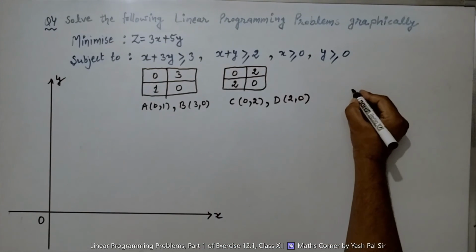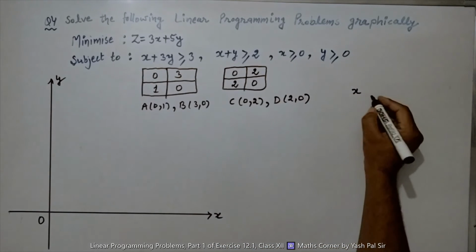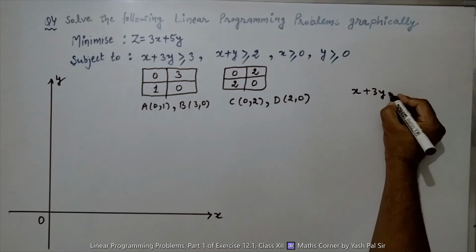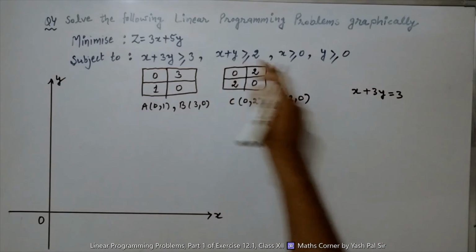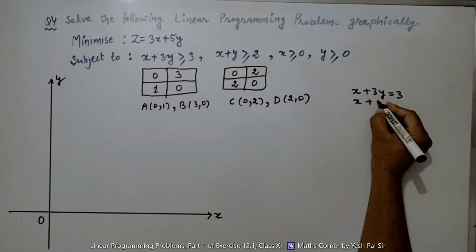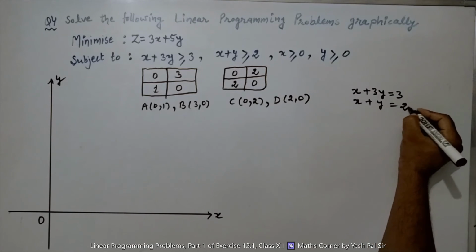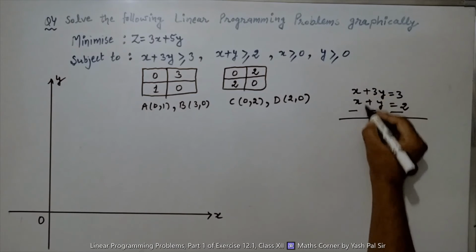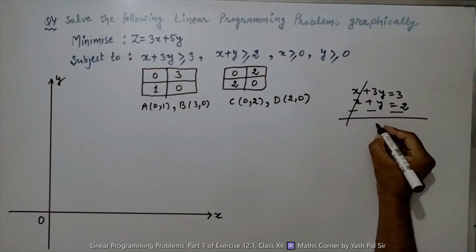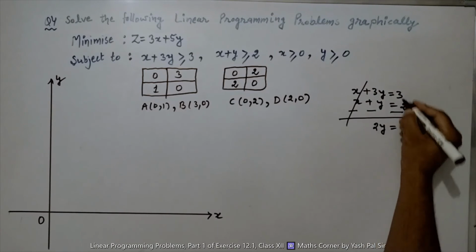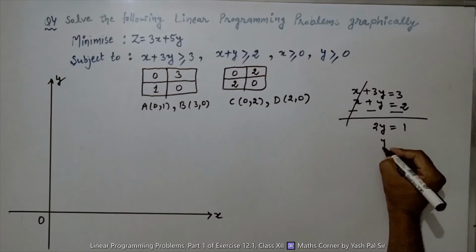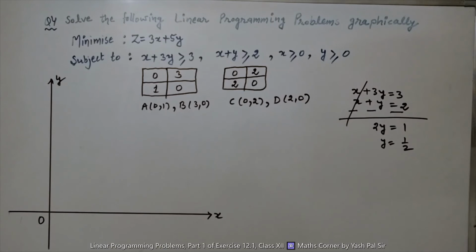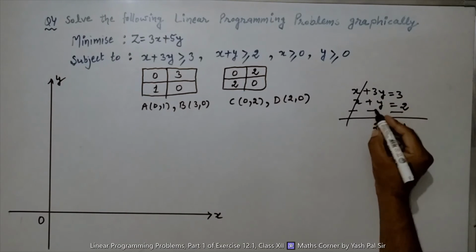Moreover, let us see whether these two equations intersect each other or not. x plus 3y is equal to 3. Second one is x plus y is equal to 2. Subtracting, we have 3 minus 1, 2y is equal to 3 minus 2, 1. So y is equal to 1 upon 2, right?